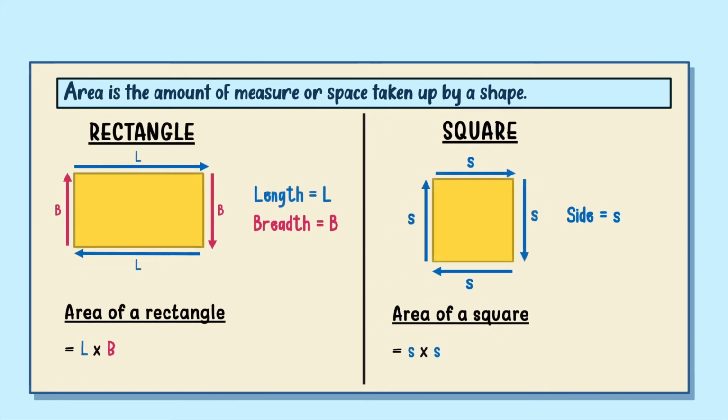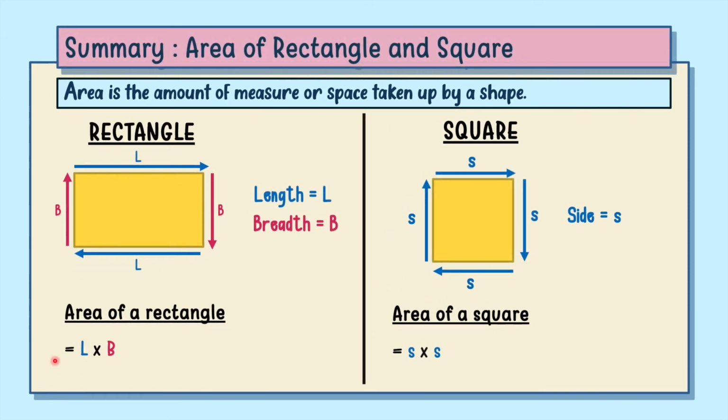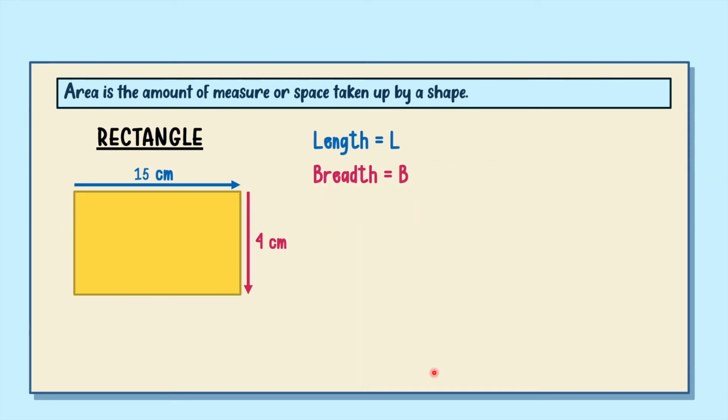Okay, so let's recap and have a summary of what we are going to learn today. The summary is area of a rectangle and square. How to find the area of a rectangle? Remember, length and breadth. So length times breadth. For a square, all sides are equal. So the area of a square is side times side. This is very important for today's lesson. We need to remember the formula to find area of a rectangle and also area of a square.